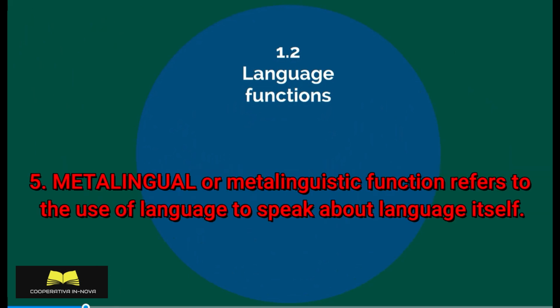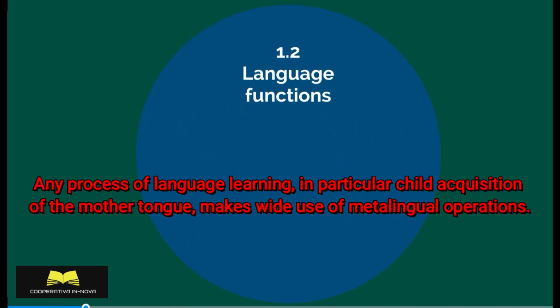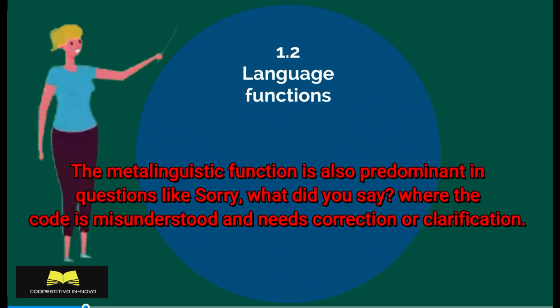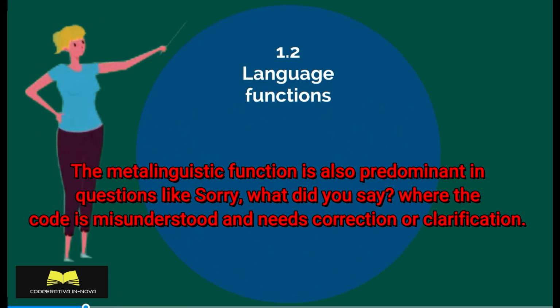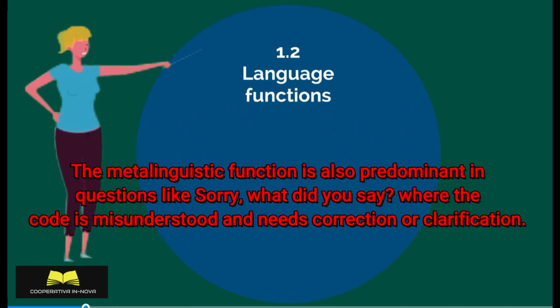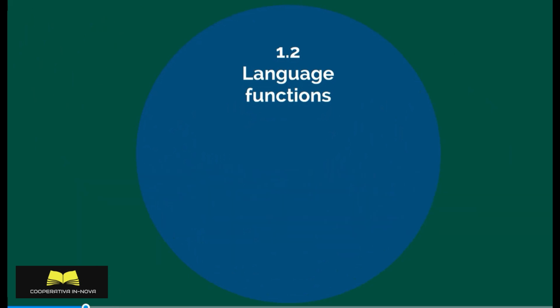5. A metalingual or meta-linguistic function refers to the use of language to speak about language itself. Any process of language learning, in particular child acquisition of the mother tongue, makes wide use of metalingual operations. The metalinguistic function is also predominant in questions like "Sorry, what did you say?" where the code is misunderstood and needs correction or clarification.